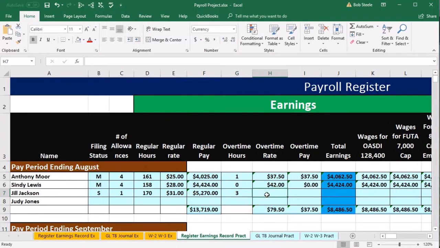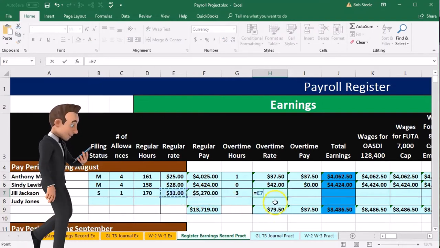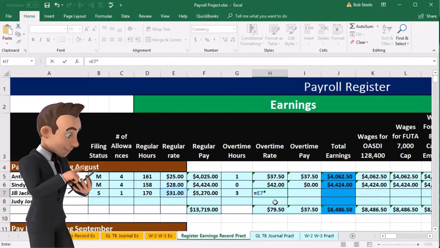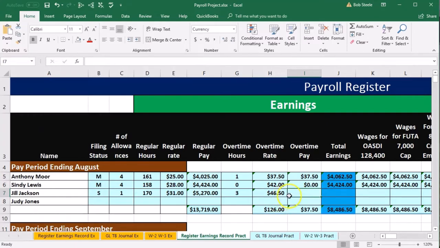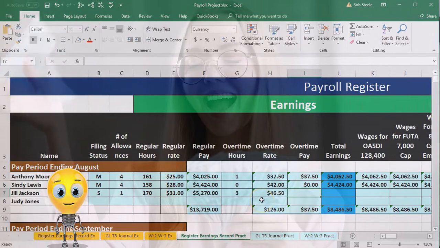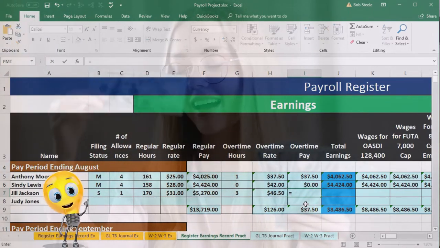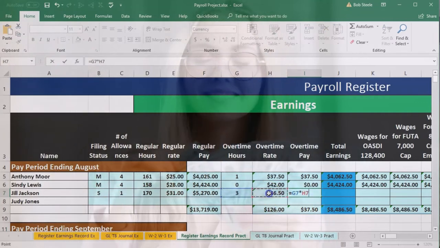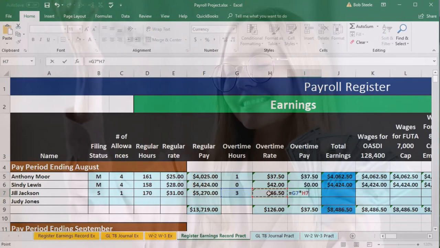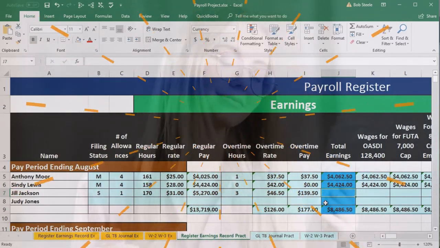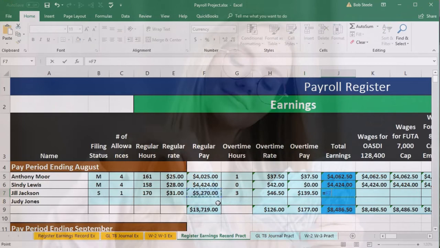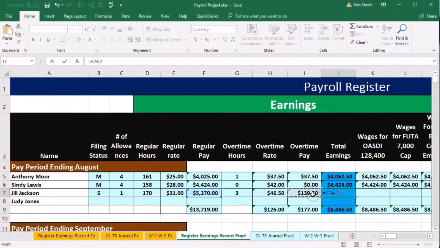Then we'll calculate our time and a half rate, our overtime rate, which will be the 31 regular rate times time and a half, or 1.5. So this equals the 31 regular rate in E7 times 1.5, 150%. That'll give us the 46.50. Then the overtime pay will be the 3 hours times the 46.50. So in I7 equals G7 times H7, tab. Then the total earnings are going to be the regular pay plus the overtime pay. So in J7 equals the regular pay in F7 plus the overtime in I7.